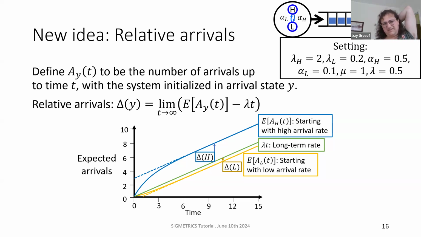Now, you might look at this and be like, okay, how are you ever going to calculate this? Well, you could try to calculate the exact function, expectation A_y of t. I actually did that to generate this plot originally, but it's not a very effective way of calculating these limiting values.